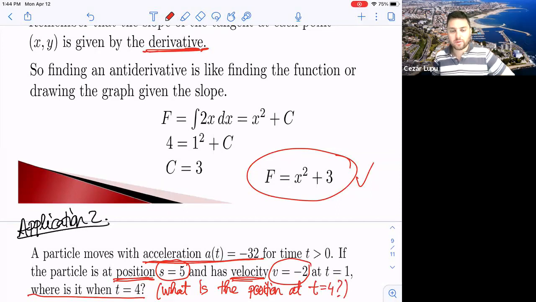All right, great. So is there a way for me to relate the velocity and the acceleration in terms of the antiderivative? So first, what is the relationship between the velocity and the acceleration? Can you tell me?